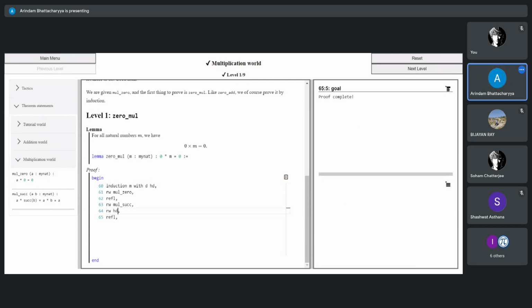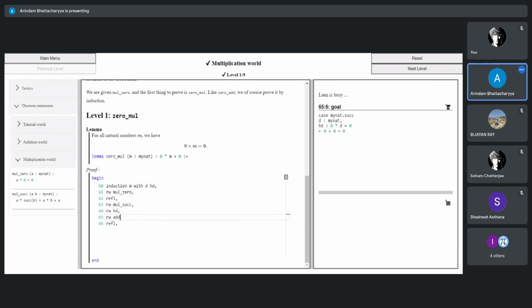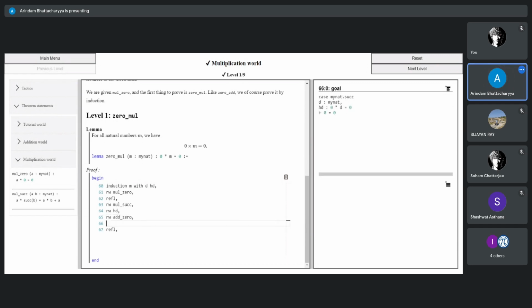Right. So interesting thing, you see REFL closes 0 plus 0 equals 0, right? Actually, the thing I said about REFL is not quite right, but what REFL does is it closes any two sides that are the same. So ideally, the proper way to do it would be to add in an RW add zero, and then REFL closes this.